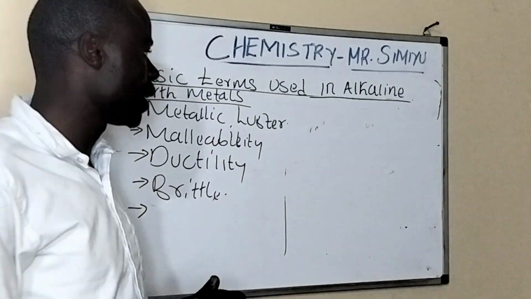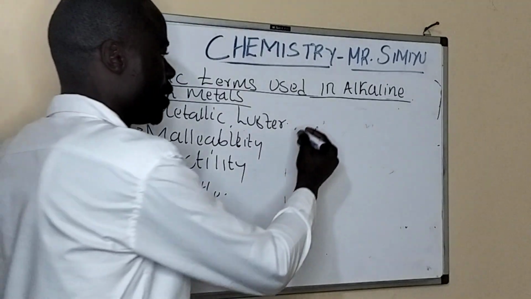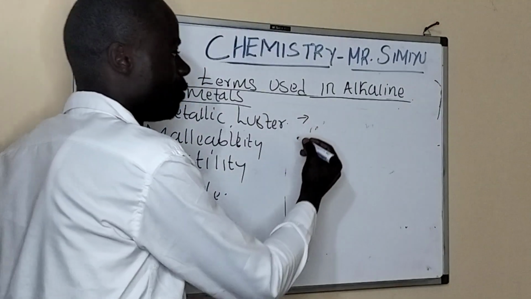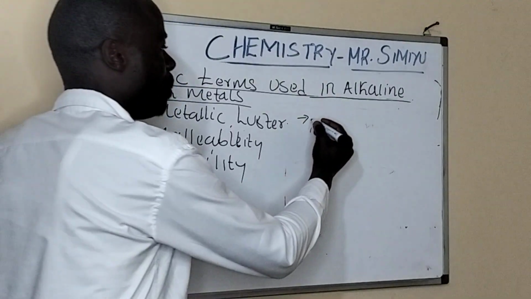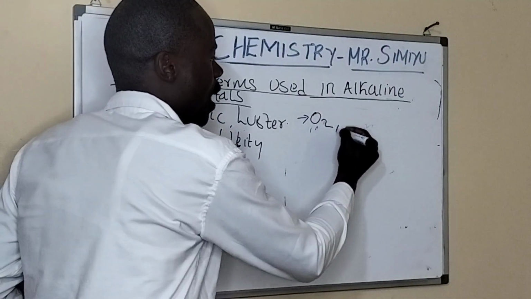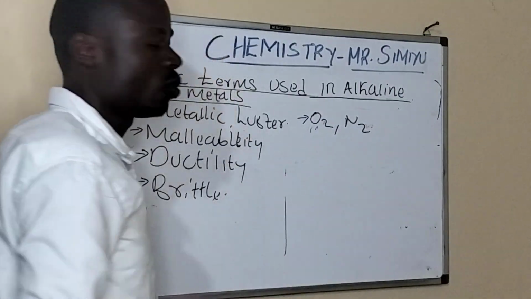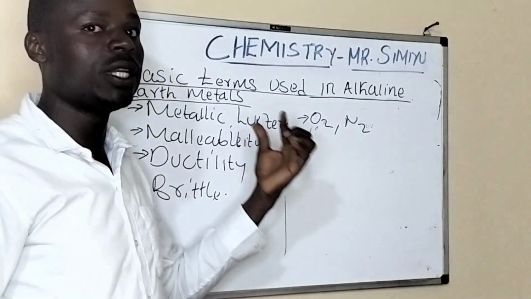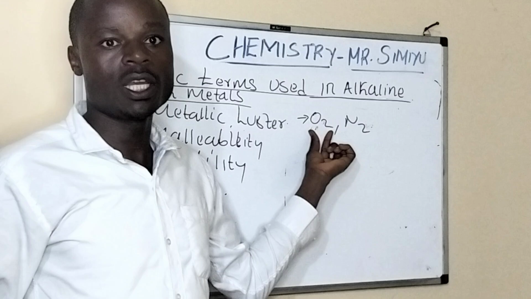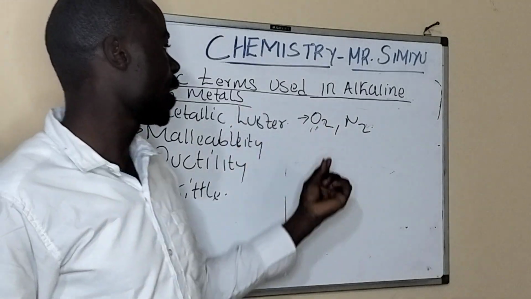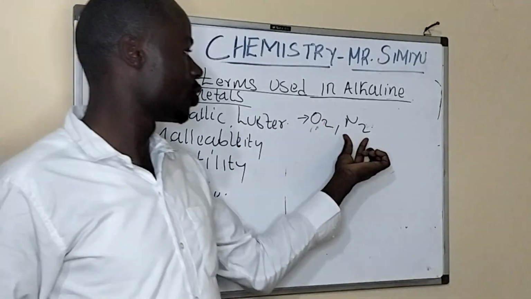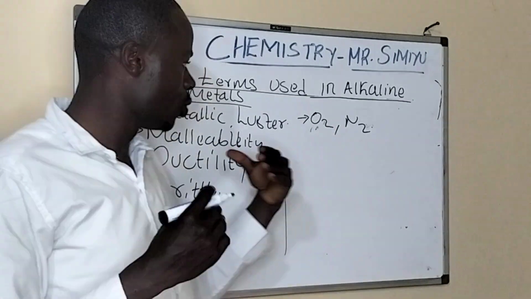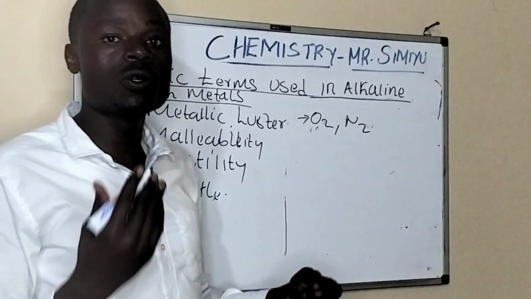When they are exposed to air, we say that air is a mixture of gases. If air is a mixture of gases, we have the active part of air, oxygen, and we have nitrogen. So when alkaline earth metals are exposed to air, they will react with oxygen. When they react with air, for example magnesium reacting with oxygen, it forms an oxide. That oxide coats the metal.